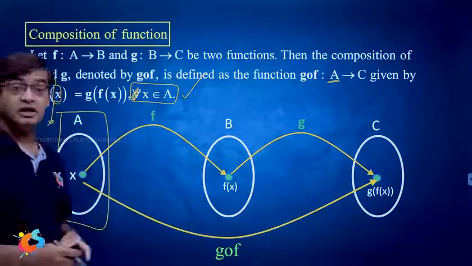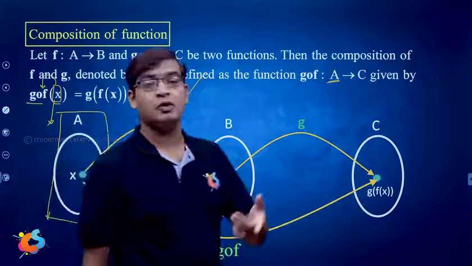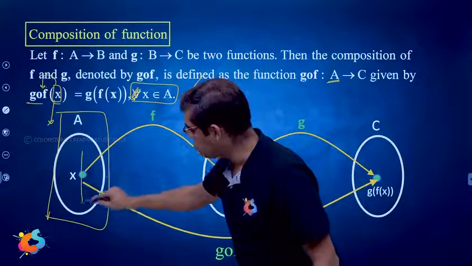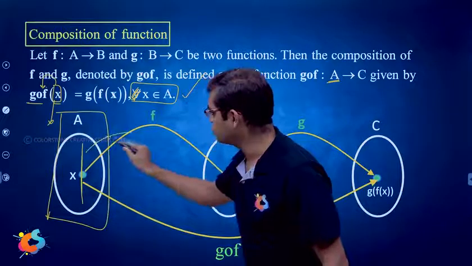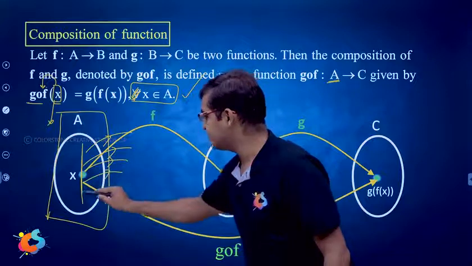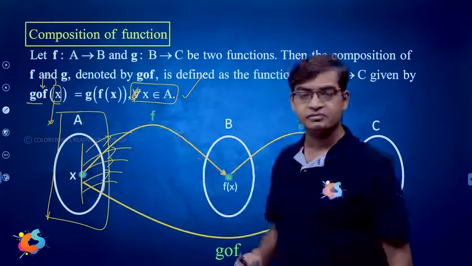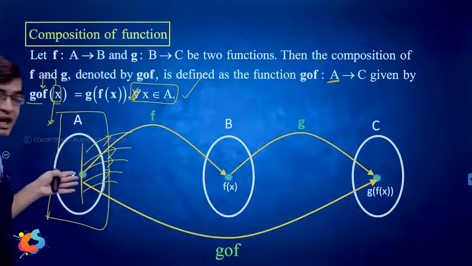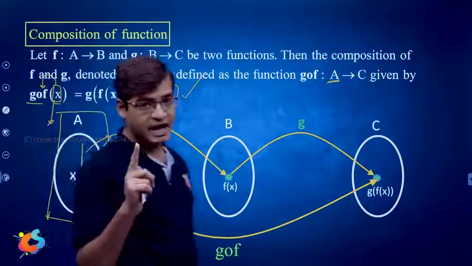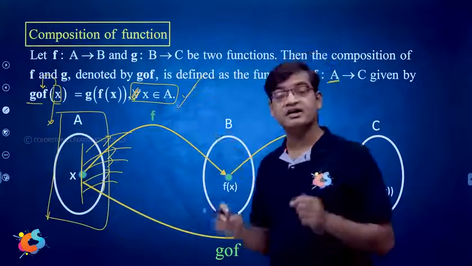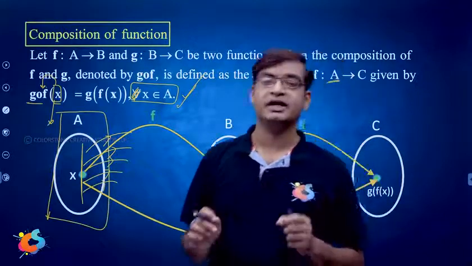This much is clear. But why should it be for all x belonging to A? If for some x belonging to A there is no output, if there is no arrow coming out of it, then this will not be a function, correct? If you don't have every element of the domain having one arrow coming out of it, this will not be a function. So therefore, here we have for all x belonging to A.